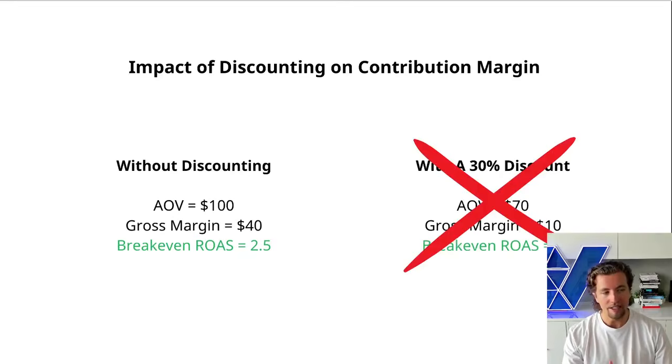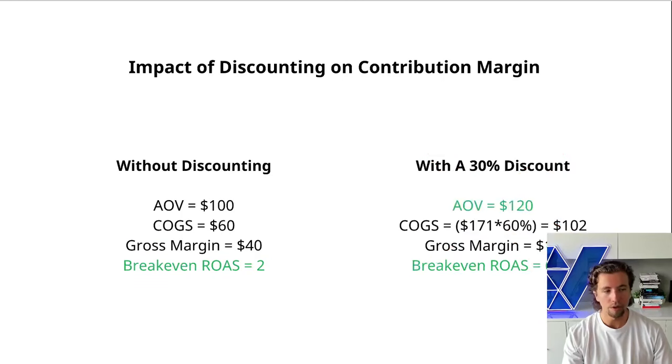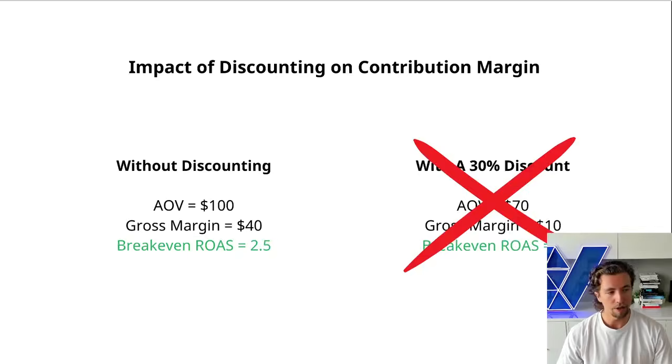Now, in reality, this is flawed. It's not really true. And the reason why this example isn't true is because average order value normally increases when you run a sale. When you're discounting, people tend to want to buy more from you. And so in reality, average order value will likely go up to 120. However, cost of goods sold is 60% of the full retail price, which is 171. And so in this case, you have $102 of cost of goods sold, which results in an $18 gross margin, which is a break-even ROAS of 6.66. So it still isn't much better.